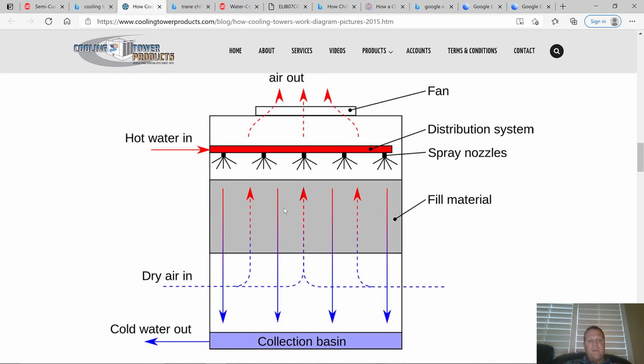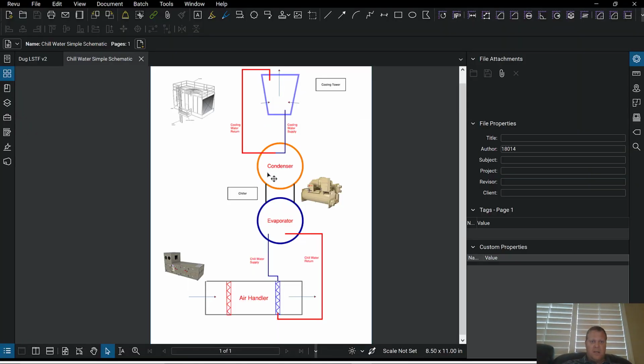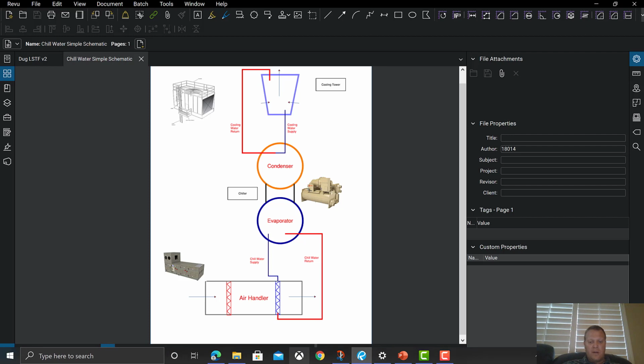So imagine water from the chiller on the condensing side. Let's go back to what I was talking about right here. We have our chiller, we have the condenser. The water coming from the condenser is coming to a cooling tower, and it's hot and it needs to cool off. So it comes in the top hot and it falls down and it gets cooled off and it lands in this basin and then it gets pumped back to the condenser. We're going to go look at that right now again.